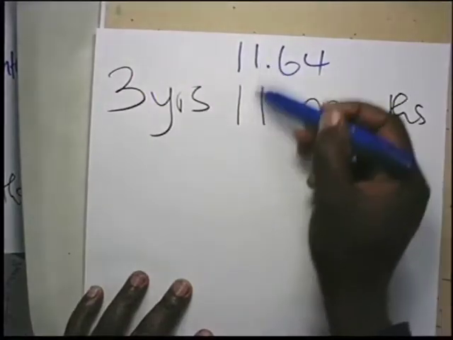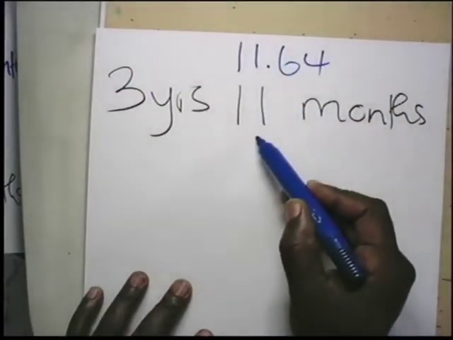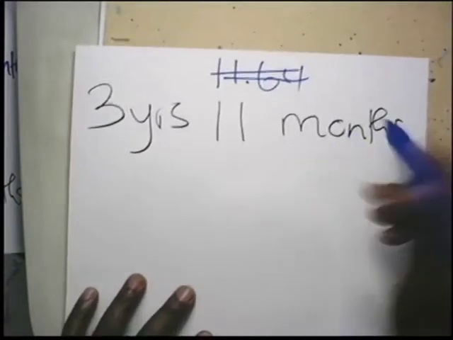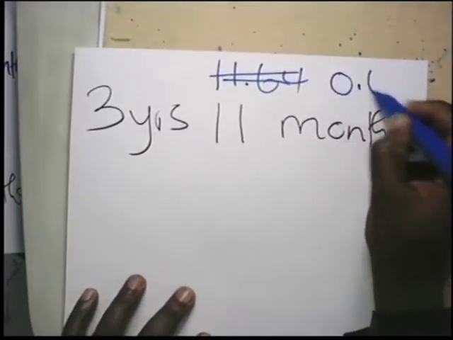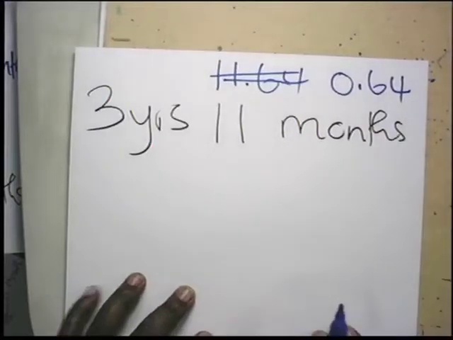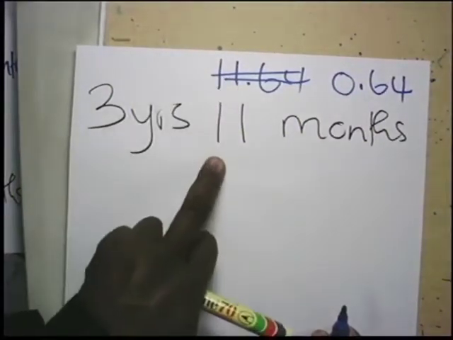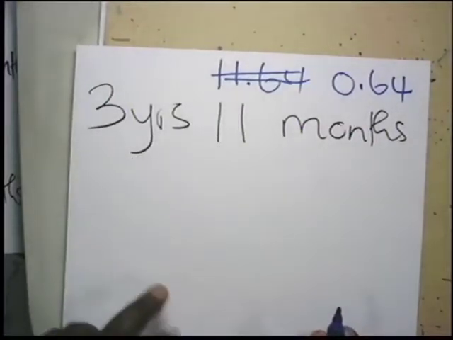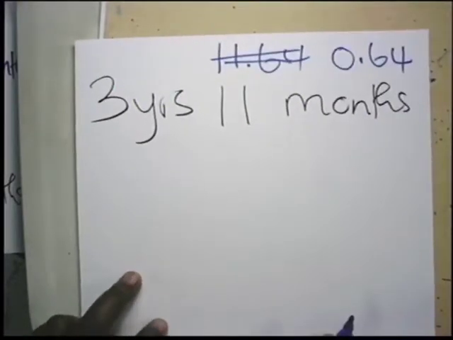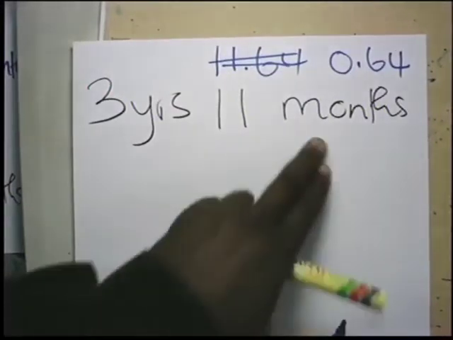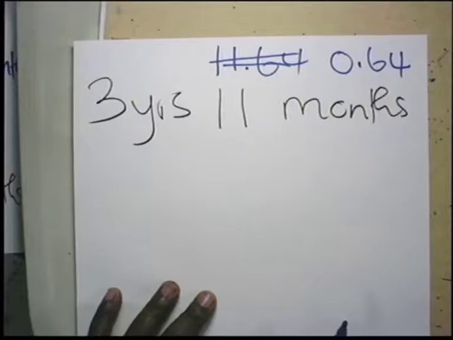So far, I've brought down the 11 here. It means I still have a 0.64 of a month. Okay? Because the 11 months, I've brought it down here. These are full months. So we need to account for this 0.64. Now, a fraction of a month is given in days.